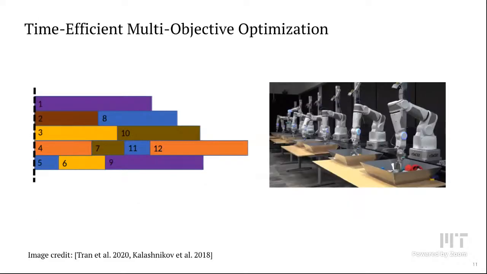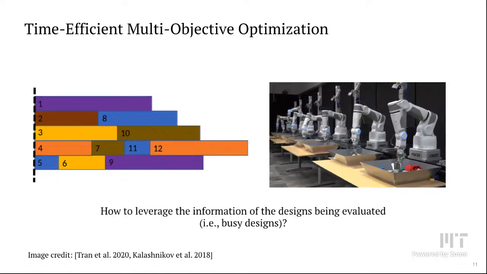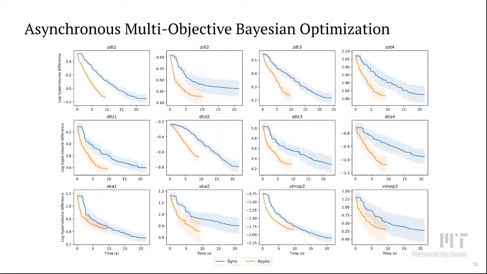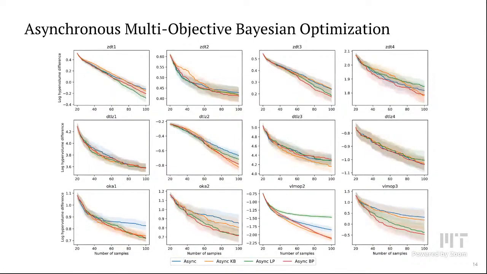Besides data efficiency, time efficiency is also very important, especially when a parallel experiment setup can be applied. The key question is, when we are trying to optimize for new samples, how to leverage the information of the designs being evaluated. So we propose a novel strategy that leverages the confidence of the surrogate model, trusting predictions with high confidence but penalizing designs around those with low confidence. We observe superior performance with respect to the naive method and synchronous alternatives.